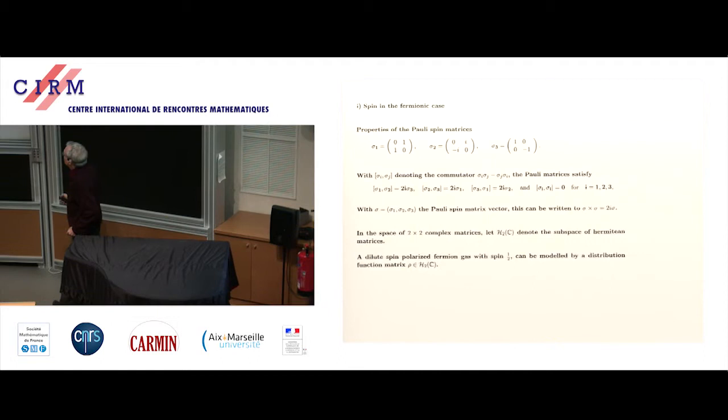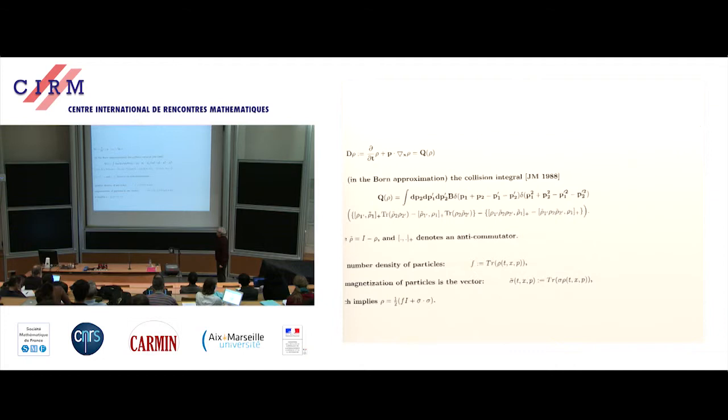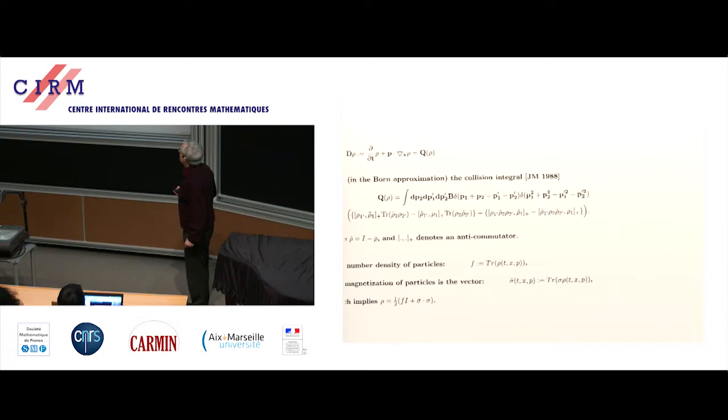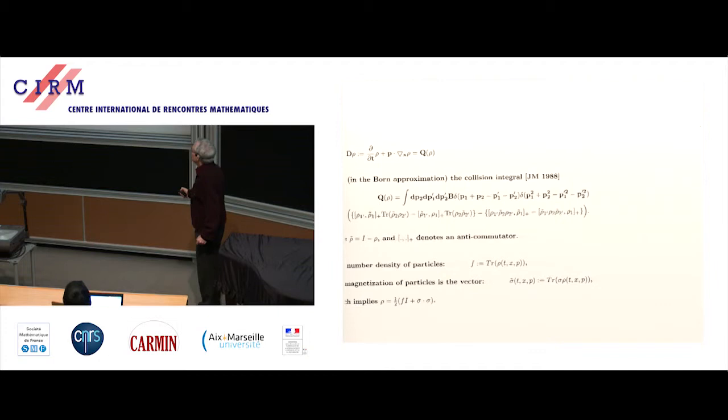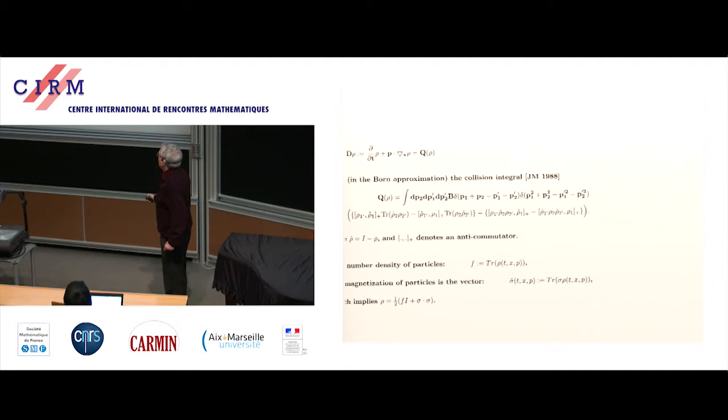The Boltzmann equation for these matrices looks the same as usual. But the collision operator is different. In 1988, Gion and Malin suggested this collision operator. Here, the brackets with plus are anti-commutators, and the tilde means that you take identity minus the operator. If you take the trace of rho, then you get the density. If you multiply rho by the vector of Pauli spin matrices and take the trace, then you get the spin vector. So rho can be written with the help of density and spin.